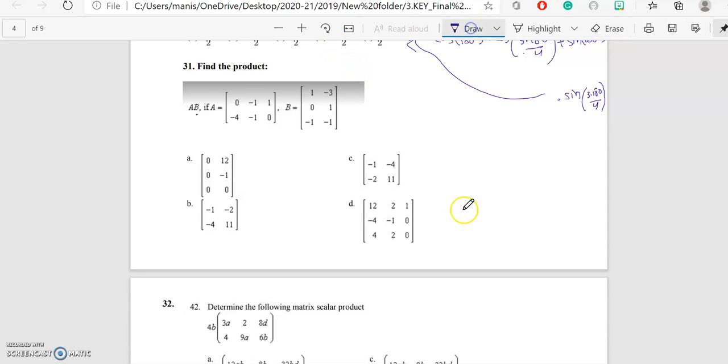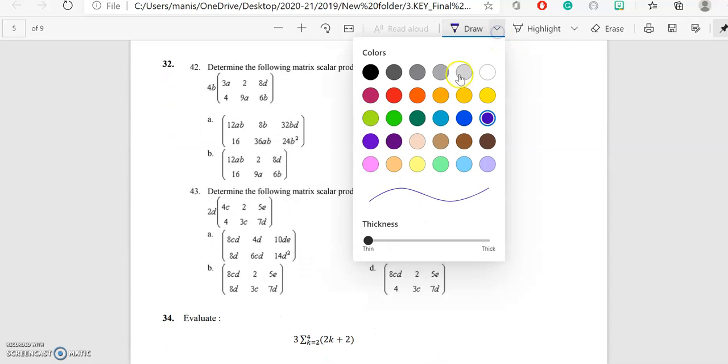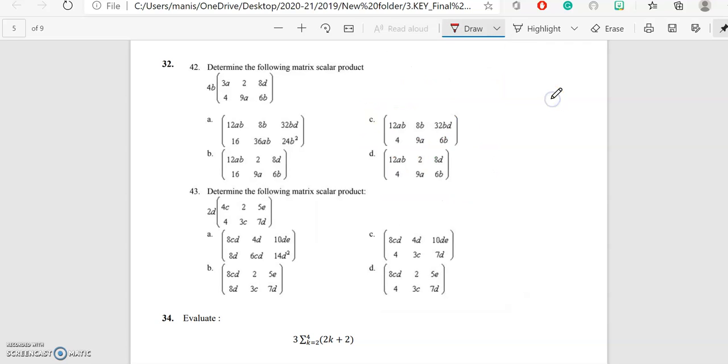These are the 4 answer choices which are given to you. So one answer choice is the correct answer. Now in this case, question number 32, I will do this one for you. It says determine the following matrix scalar product. So this means you are multiplying this 4b with each and every element inside this. When I do this, I will end up with this answer.